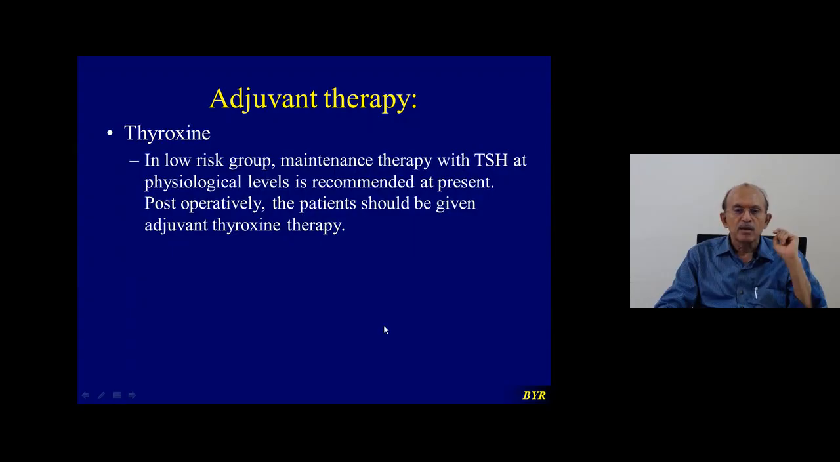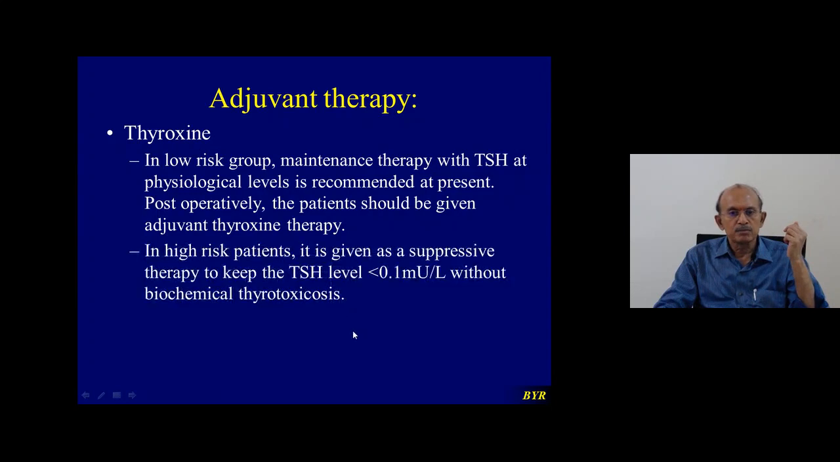Thyroxine. In the low risk group, maintenance therapy with TSH at physiological levels is recommended at present. Post-operatively, the patient should be given adjuvant thyroxine therapy. Because you are doing total thyroidectomy, there is no thyroid secretion. So you give thyroid supplementation. In high-risk patients, you give it as suppressive therapy.